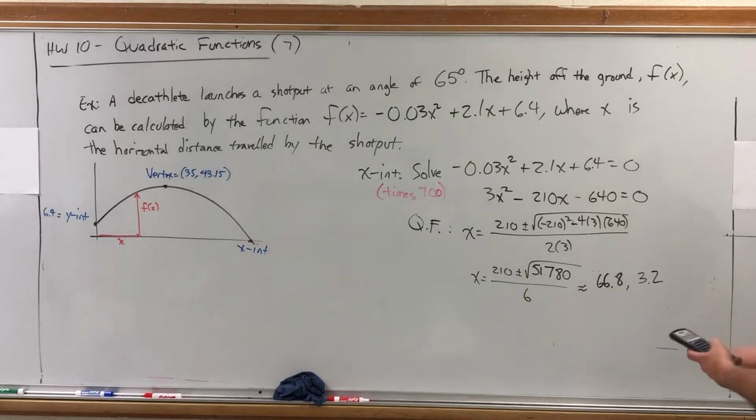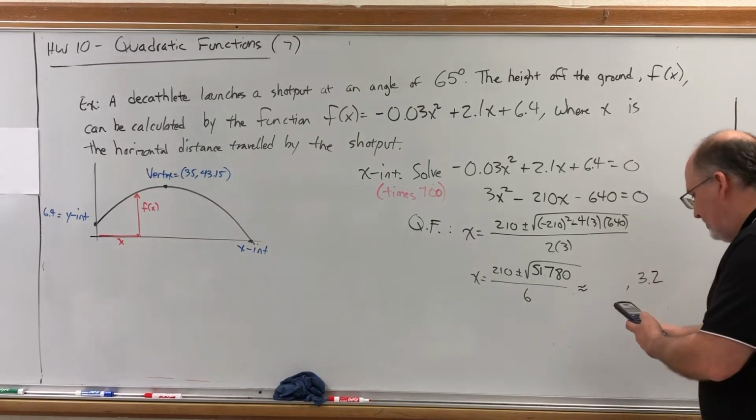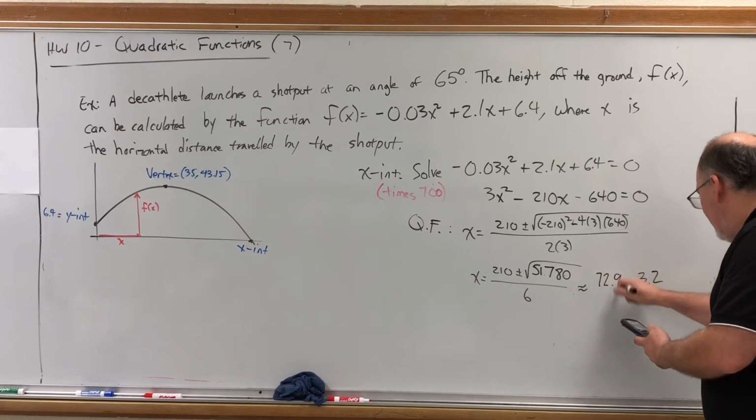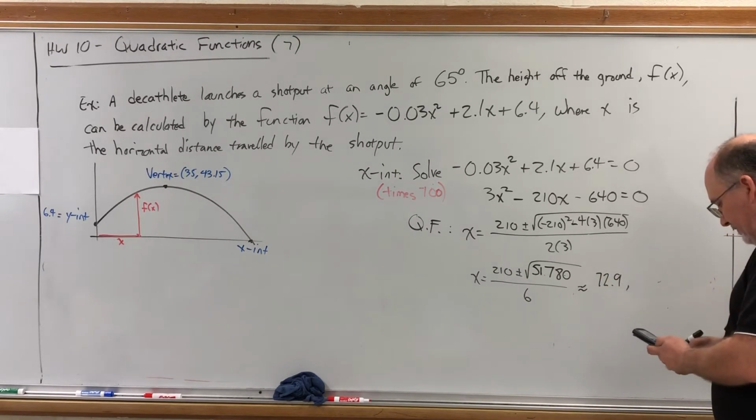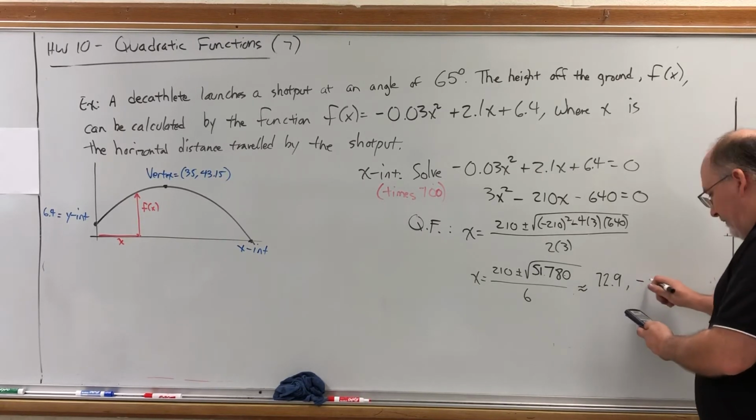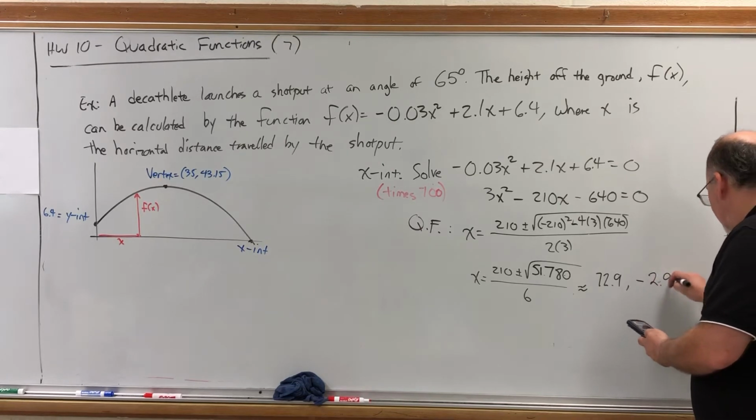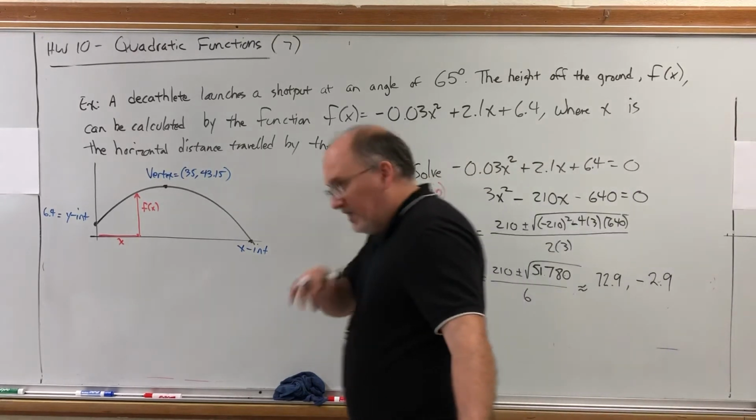Okay. 72.9, and this one should come out negative. Well, it would help if I actually put the minus sign in. Negative 2.9. There's a lesson to be learned here.